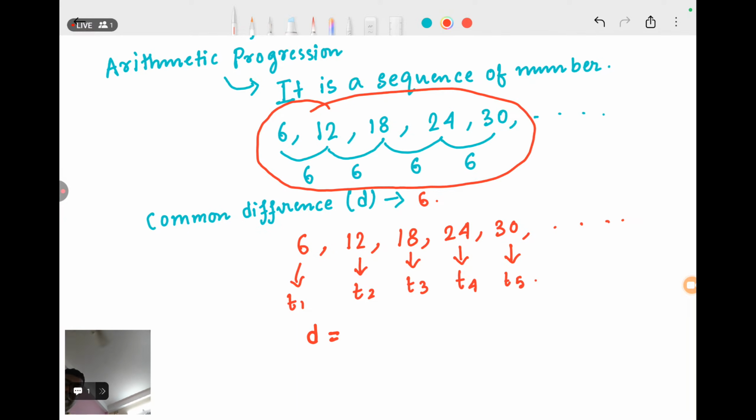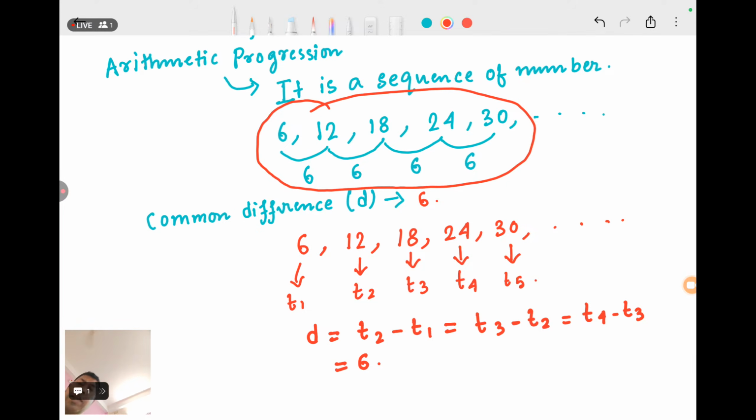D is equal to, what is D? D is the common difference. Okay, D is equal to T2 minus T1, means term 2 minus term 1. What is term 2 here? It is 12, and what is term 1 here? It is 6. So when you are taking the difference between 12 and 6, we will get 6. Equal to T3 minus T2 is equal to T4 minus T3 and so on. So it will be equal to 6.